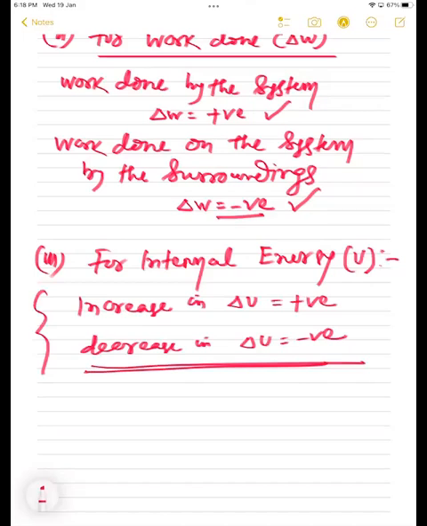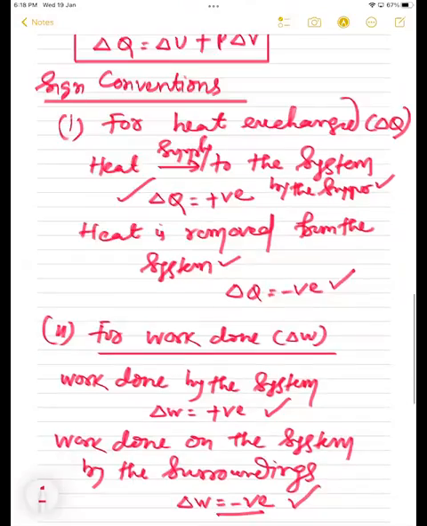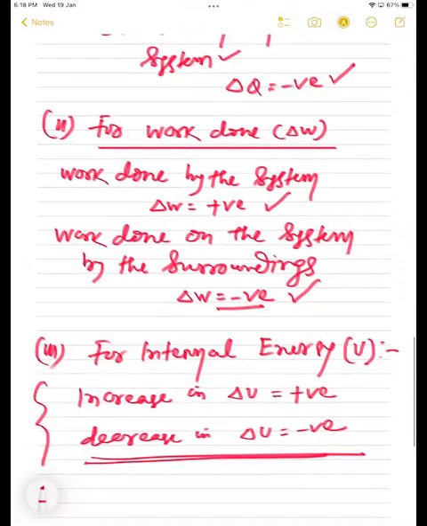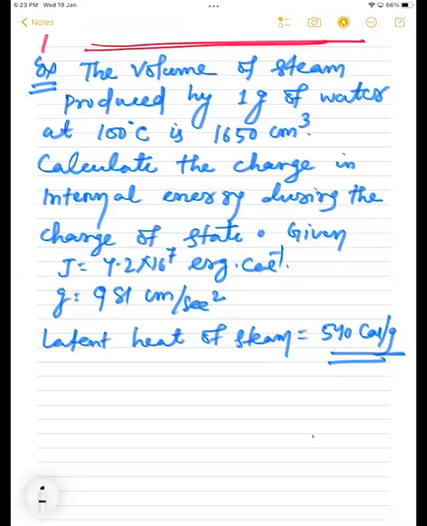Let's take an example to understand this one, students, right? Any question if given, then by seeing the question only you can know where delta Q is becoming positive or negative, where delta W is becoming positive or negative, and delta U is becoming positive or negative. So from that value only you can know whether heat is given to the system or heat is released, whether work is done on the system or work is done by the system, whether internal energy is increasing or internal energy is decreasing. From these values you can know. So let's take one example given.